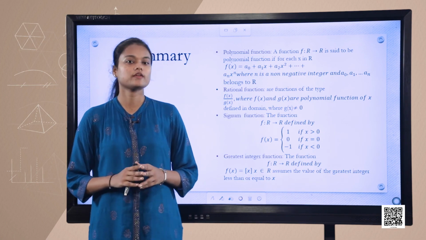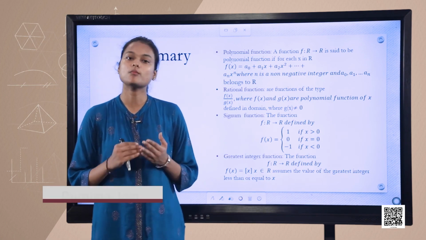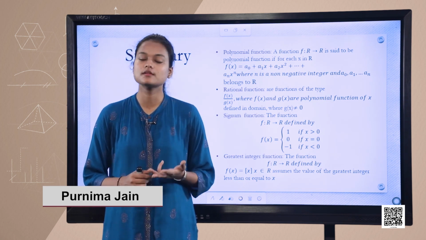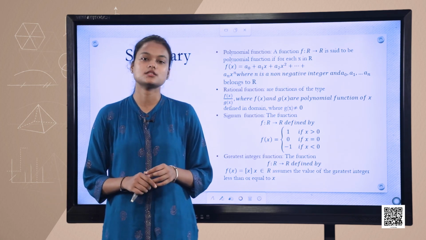So let us summarize what we have done today. We have done some more special functions, which are polynomial function, rational function, signum function, and greatest integer function.